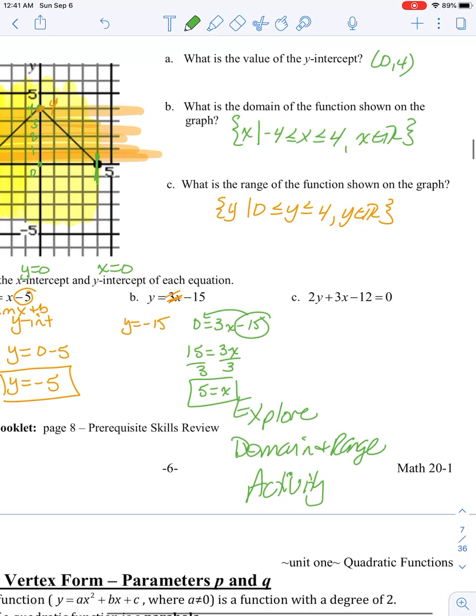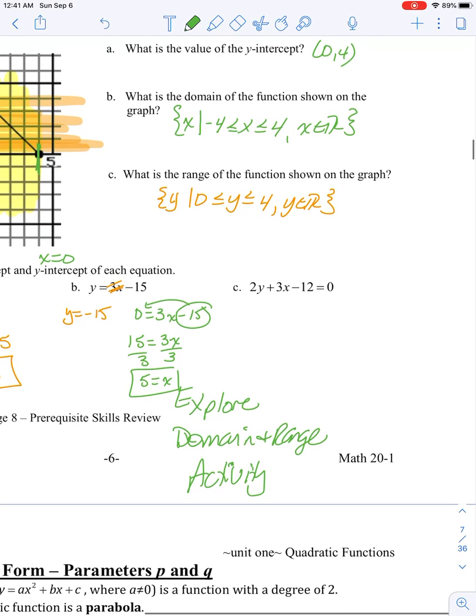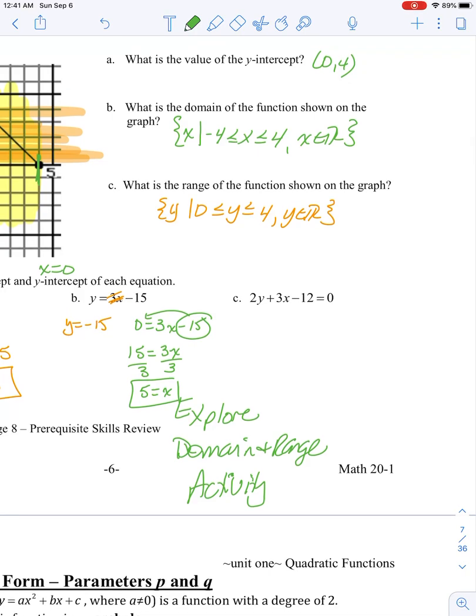Okay, and then question C, the equation is not in y equals mx plus b form, so I can't just assume that negative 12 is my y-intercept. I could move it to y equals mx plus b form to find that y-intercept really quickly, but another way to do that is just, I'm going to find my x-intercept by letting y equal 0, so 2 times 0 plus 3x minus 12 equals 0. So right away, that term is gone, so we get 3x equals 12. When we move over that negative 12, it becomes a positive 12, dividing both sides by 3, and x is 4.